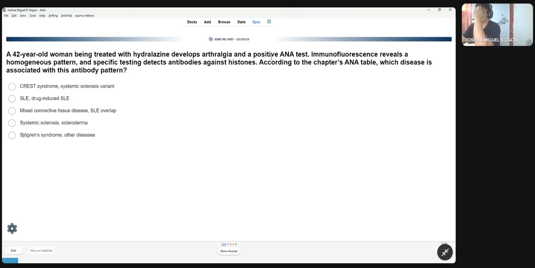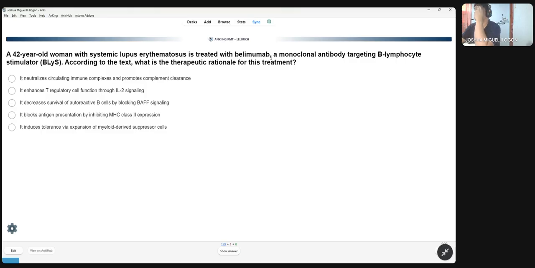She's being treated with hydralazine, arthralgia, and positive ANA testing. Homogeneous pattern. Histones. So is it histones? I'm gonna go for Sjogren syndrome, other diseases, but I think it's drug. Oh, okay, it's drug-induced SLE. I forgot about it.